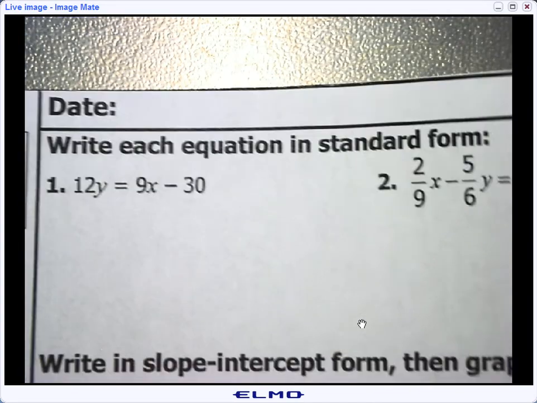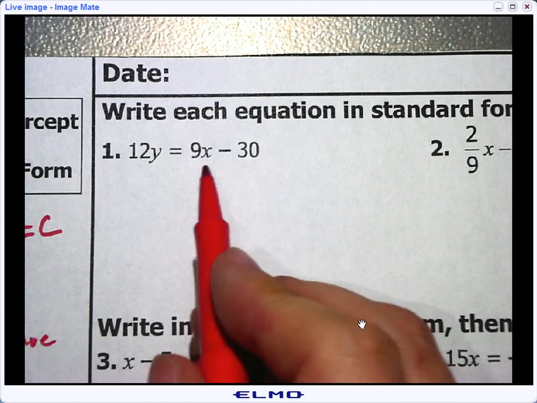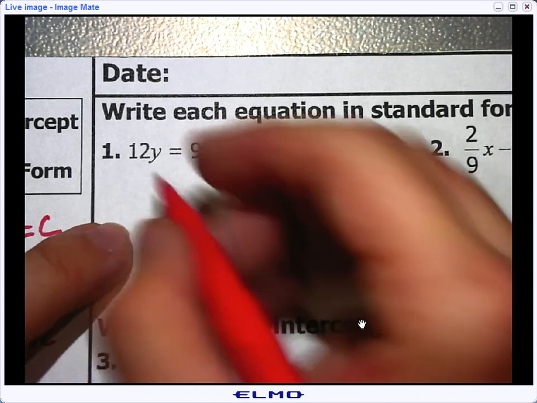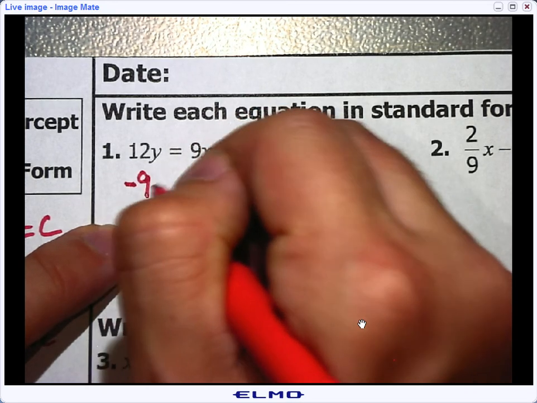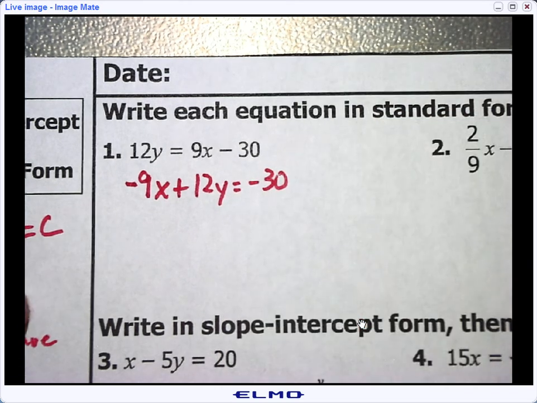All right, so to number 1, the issue I'm going to start addressing first is to get the x and the y on the same side. So we're going to subtract 9x from both sides. That's going to give you a negative 9x plus 12y equals negative 30.